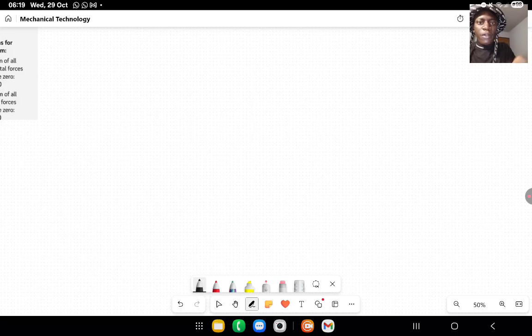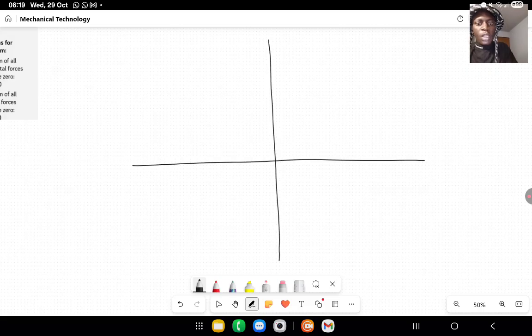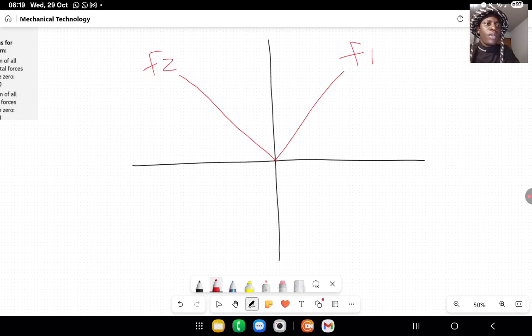Okay, let's say we have a Cartesian plane like this. We have a force going this way and another force going this way. We can call this one F1 and this one F2. We have to provide two components of each force, vertical and horizontal, so we will do it like this. Let me use another color so that we can see the components.